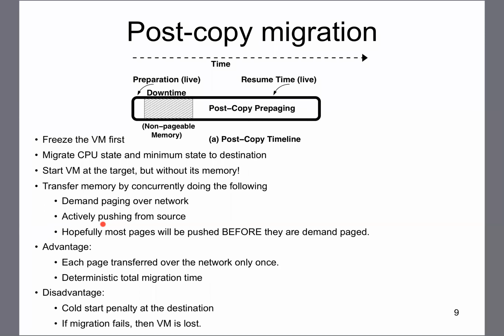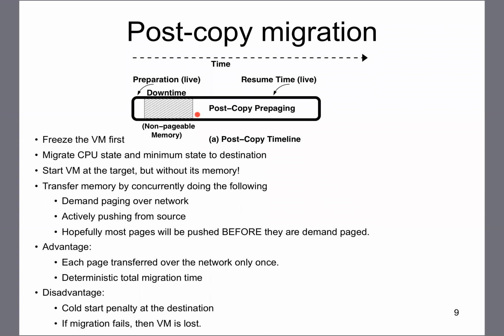And that way, hopefully, if our active pushing algorithm is good enough, there'll be no network-bound page faults, and then the resumption time at the destination would be really fast. So these are some of the advantages. Each page is transferred only once, and the total migration time is deterministic. In the case of pre-copy, we don't know how many rounds of pre-copy we have to perform before we can do downtime. Here, we know that the downtime is constant, with very minimal state.